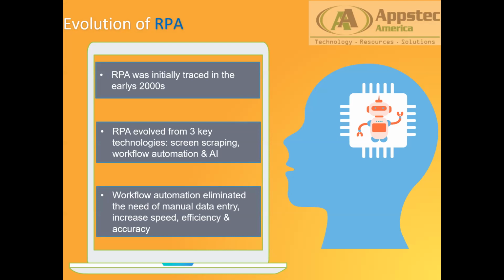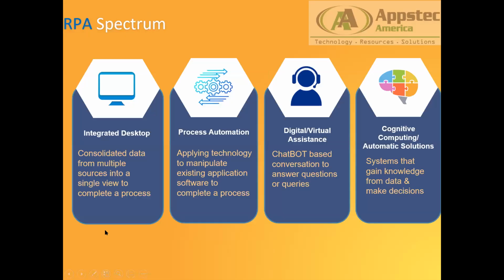Okay, so that's how the evolution is happening, from a normal automation workflow to macros to RPA to IPA, with the advent of these technologies. All right. Now let's see the spectrum of RPA. What all can be achieved using this.